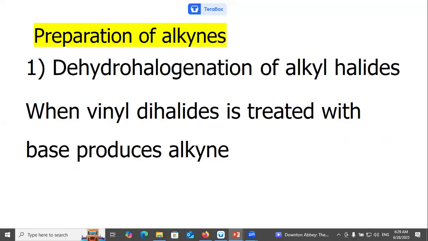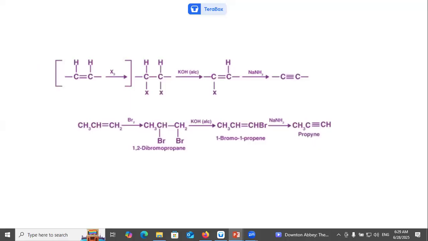dehydrohalogenation. De means removal of hydrogen, and halogenation, genation means addition. Halogen is addition of alkali halides. When vinyl dihalide is treated with base, it produces alkyne. In this example, alkene is added halogen and dihalide, and the halide is removed and produces alkyne.